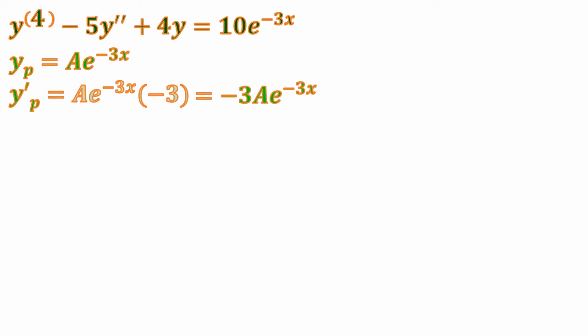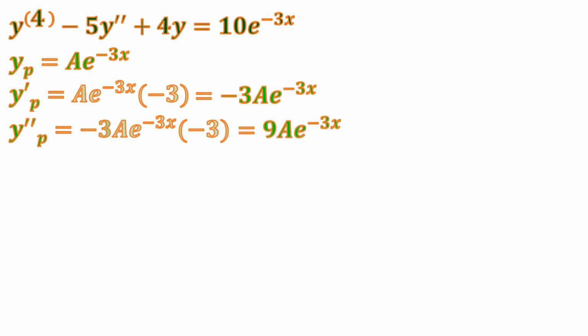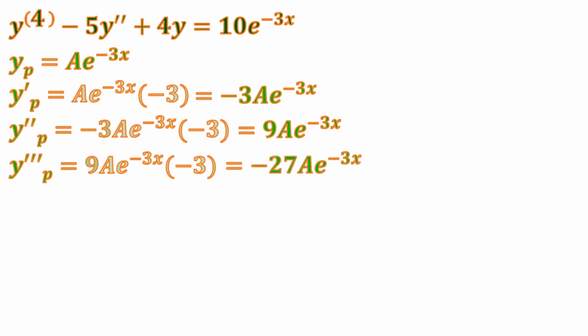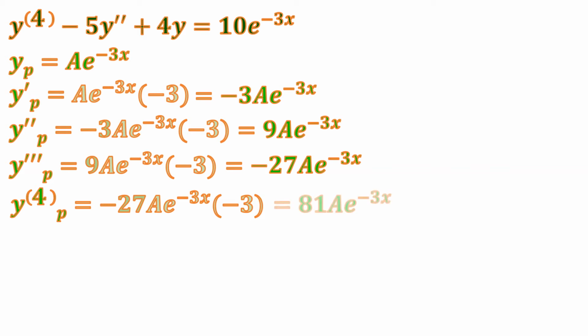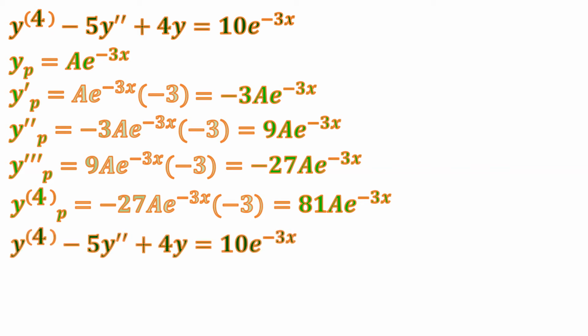So it's gonna be this, and then the second derivative. So the same procedure, and let's multiply negative 3 times negative 3 is positive 9. Third derivative, or that y triple prime. So same procedure, and we're gonna multiply the negative 3 times 9, negative 27. And the fourth derivative, so again it's the same procedure because it's e to the negative 3x. So let's multiply negative 3 times negative 27 is positive 81. And those are the things that we are going to substitute. So let's have the given, and let's substitute.